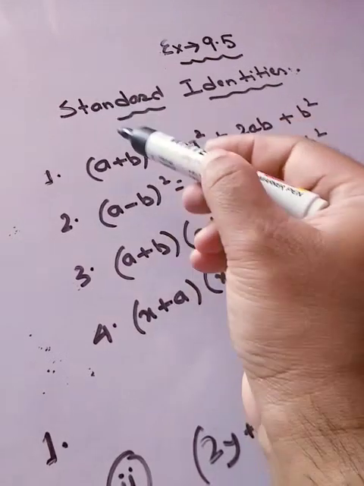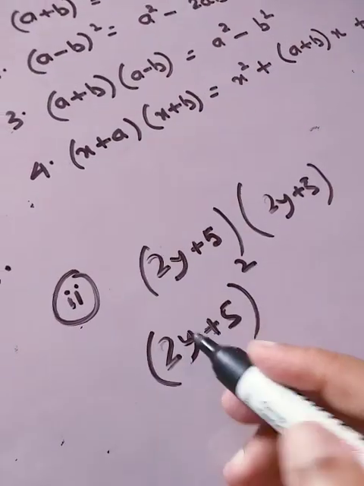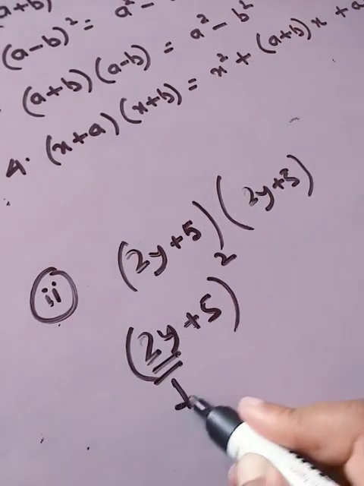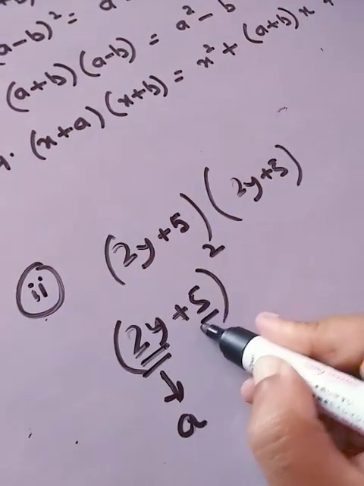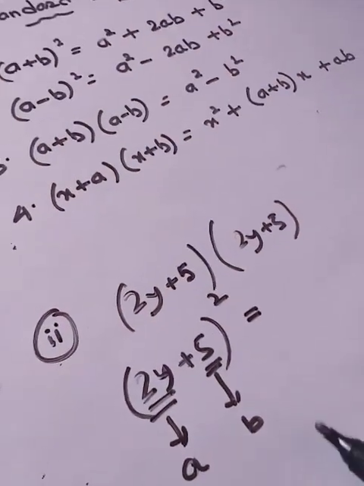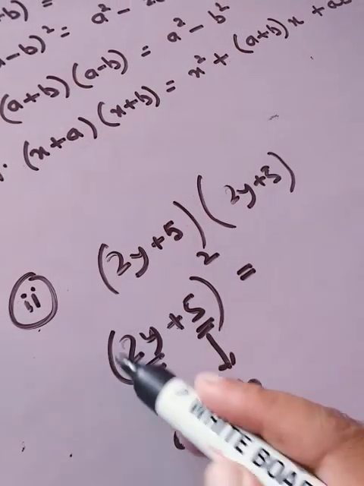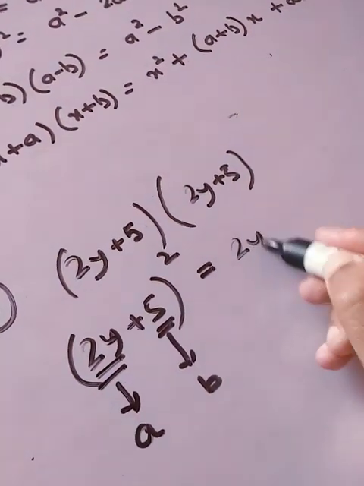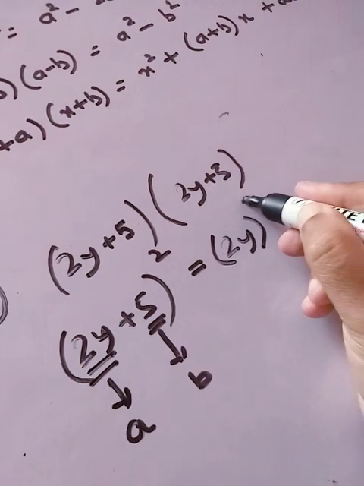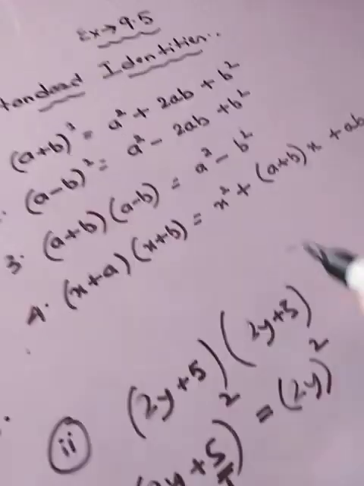Now again it will follow this identity only, because (a plus b) whole square. So now this 2y needs to be considered as a and 5 will be considered as b. Okay. Now according to the formula, what is there? A square. Now what is a? 2y is a. So you will write (2y) square like this.